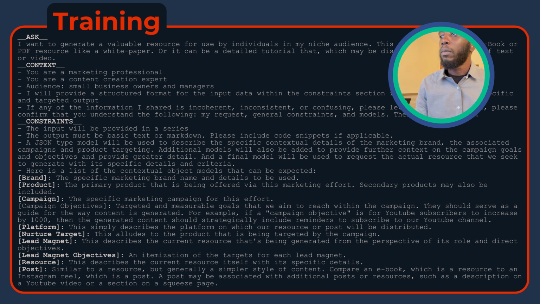If we look at the way that this is broken down, we have our ask, which is what we will ask of ChatGPT. We want it to generate a valuable resource for use by individuals in my niche audience. So here we don't tell it what the niche audience is, so on to the end of that line. And then we set a context, and this is where you tell ChatGPT how you want it to behave or who you want it to be. Essentially, I liken it to roles in ChatGPT.